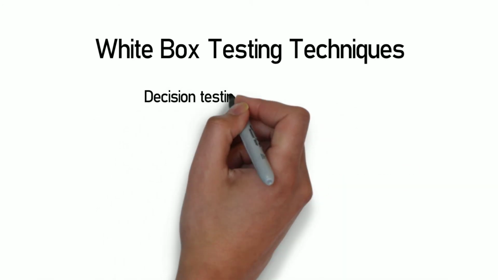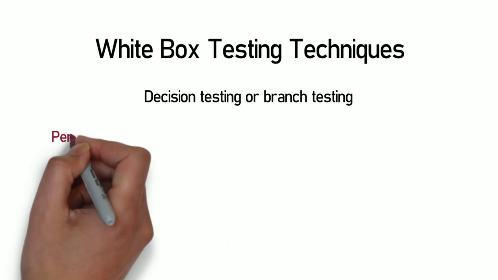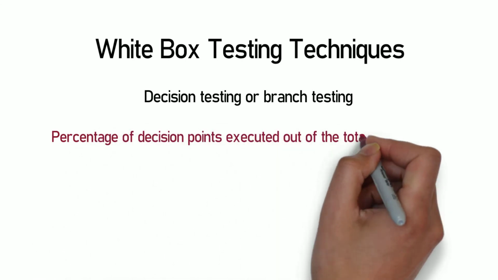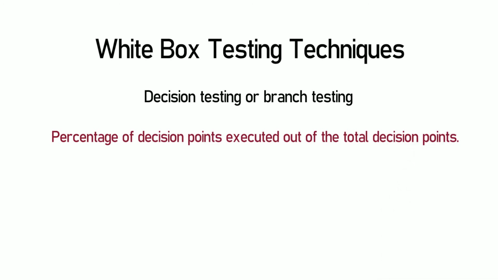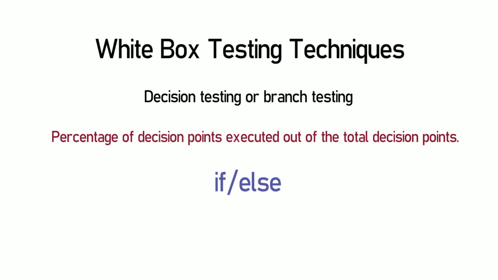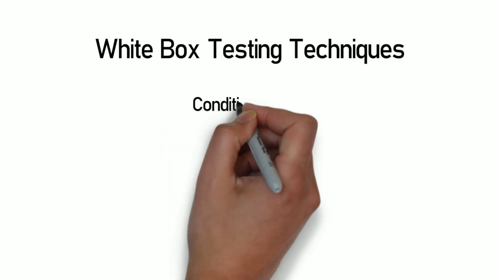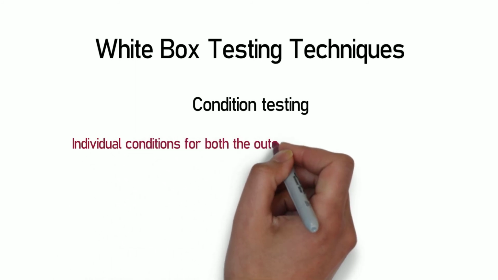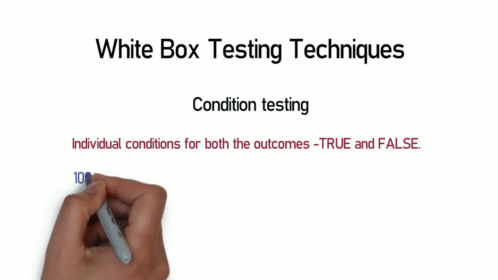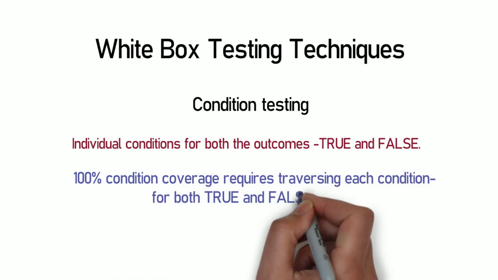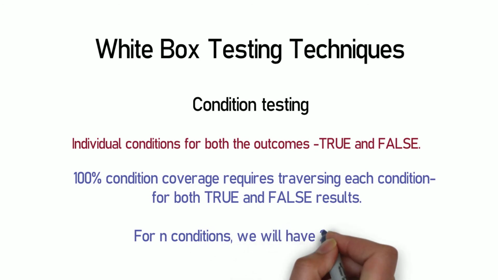Decision testing or branch testing. In decision testing, we measure the percentage of decision points executed out of the total decision points in the application. For example, an if-else condition can be considered as a decision point in the application. Condition testing. Condition testing involves testing the individual conditions for both the outcomes true and false. So getting 100% condition coverage requires traversing each condition for both the outcomes. Hence, for n conditions, we will have 2n test scripts.